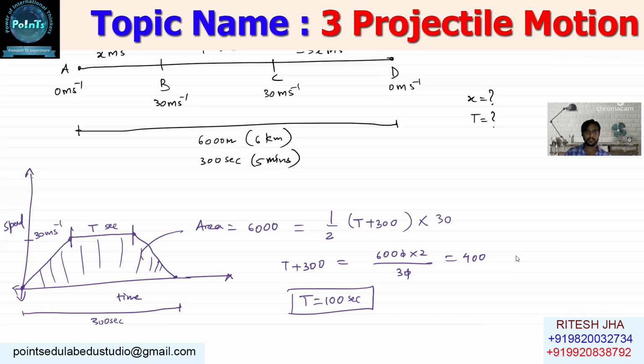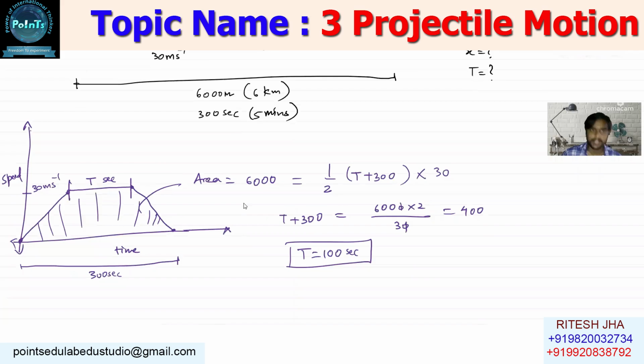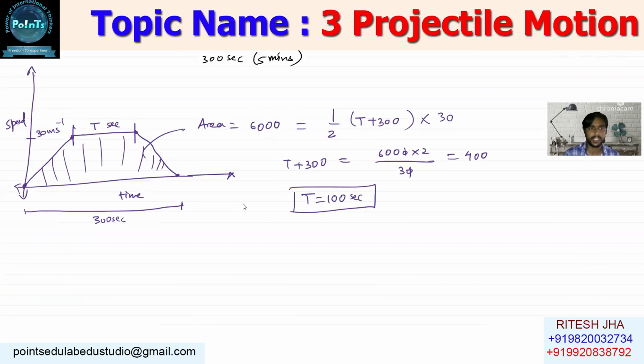So the 6,000 and 30 cancel. So that section takes 100 seconds. So we got t is equal to 100 seconds. You understood that, right? Then we need to find the gradient, x, of the first section. What is the gradient?